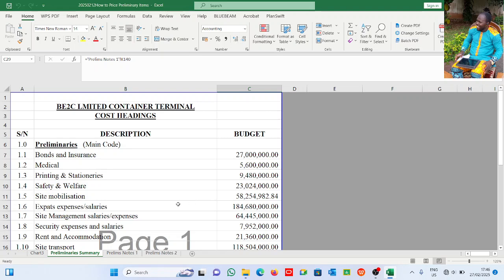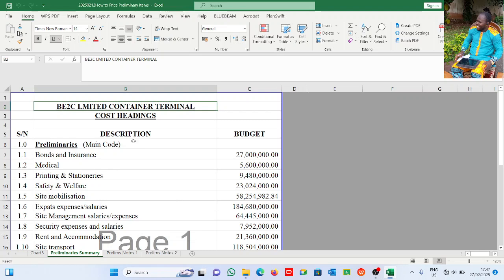Now, the popular thing that is being done is, when you get the cost of your project, you take a particular percentage, say maybe 5% or 7%, as the case may be, depending on the size of the project. But in this tutorial I'll be putting us through how to price some of these items, so it can serve as a guide whenever you want to price one for your company, for yourself, or for an academic purpose.